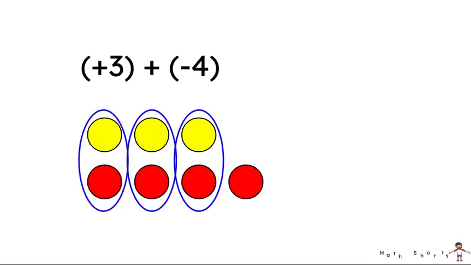What value is represented? 1 red counter is left. +3 add -4 equals -1. We can add integers using a number line and yellow and red counters.